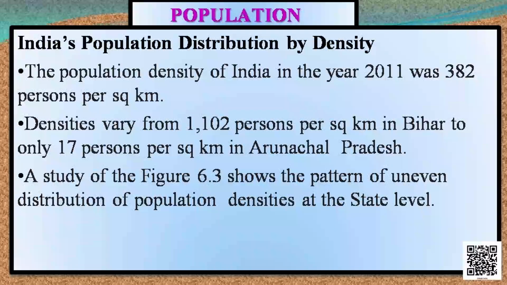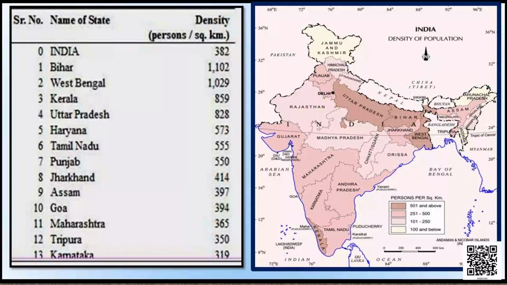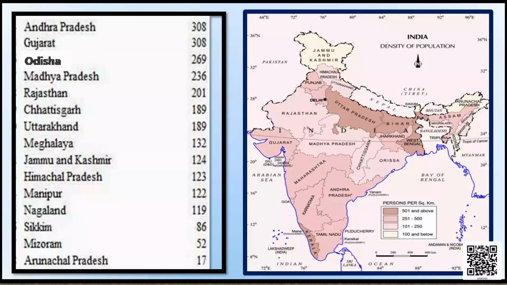Can anyone tell me the reason for the uneven distribution of population in India? Right, this is due to various climatic conditions and different types of terrain that make our country have a very uneven distribution of population. According to 2011 data, the population density of India was 382 persons per square kilometer. The density varies from 1102 persons per square kilometer in Bihar to only 17 persons per square kilometer in Arunachal Pradesh.